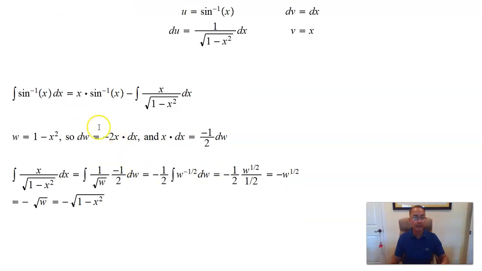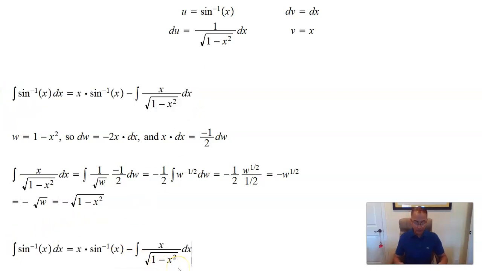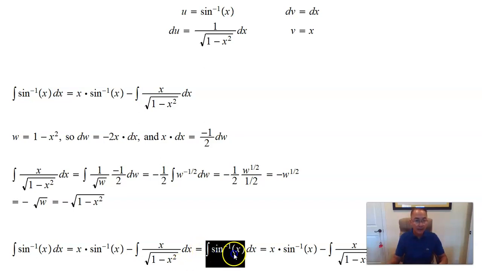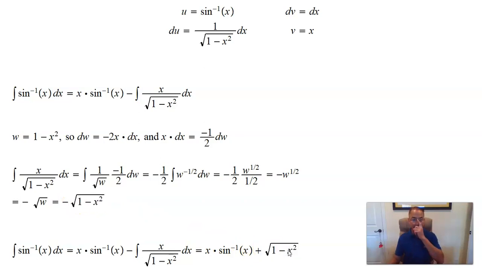So we are ready to put it all together. Let's make a copy of this. So the first portion, we don't need this part, is still x inverse sine of x minus the negative of square root of 1 minus x squared. So this turns into plus square root of 1 minus x squared. Okay, double negative. And of course, to be general, we are going to put the plus C right there.